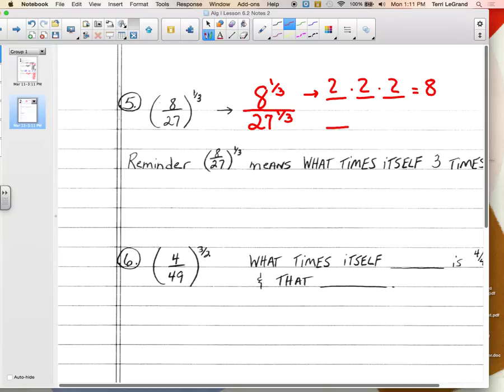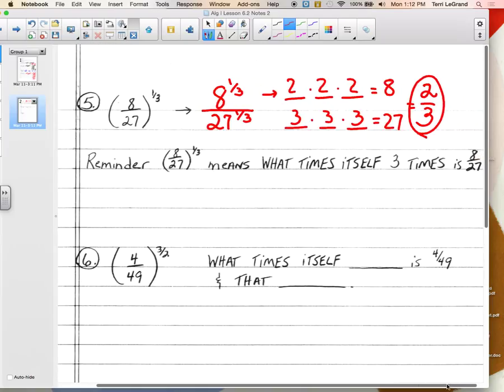And this one down here is asking us what times what times what equals 27. That's 3, right? 3 times 3 times 3 is 27. So we really just found out that we have 2/3. 2/3 is what's going to be multiplied by itself 3 times to get 8 27ths. There's a reminder, 8 over 27 to the 1/3 power means what times itself 3 times is 8 27ths.